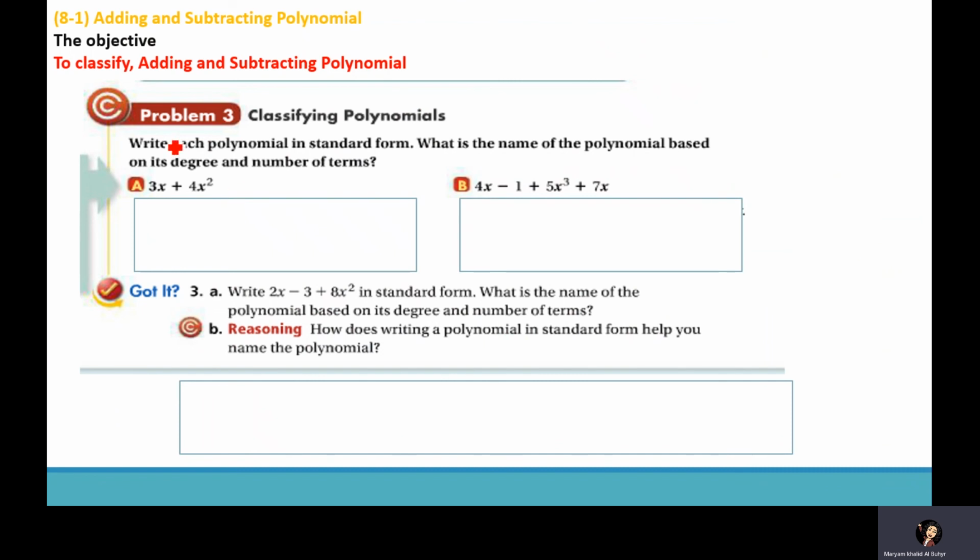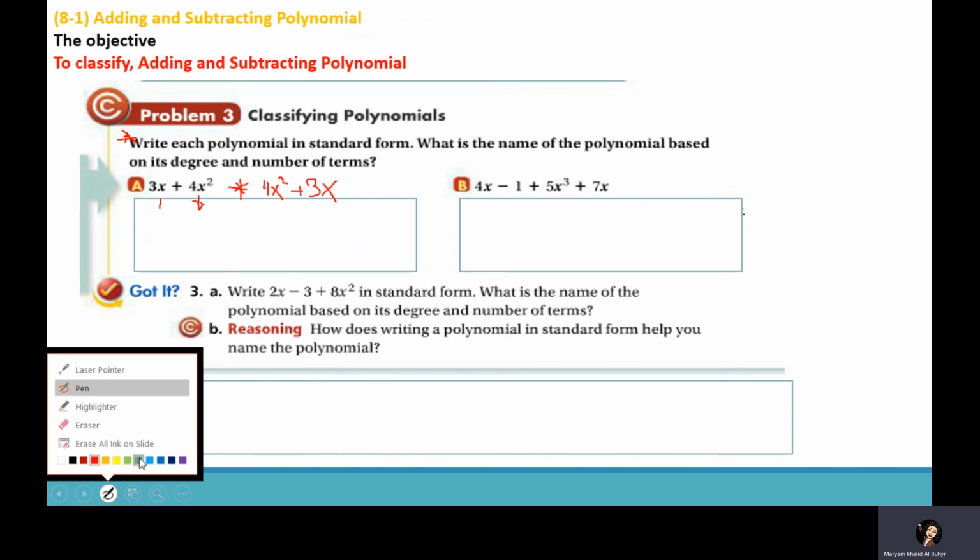First of all, what is the degree for this one? It's 1. What is the degree for this one? It's 2. So I need to change the order. Step 1, I'm going to write this one in standard form. The standard form should be the opposite, so I change the order. So it's 4x to the power 2 plus 3x. I answered the first question.